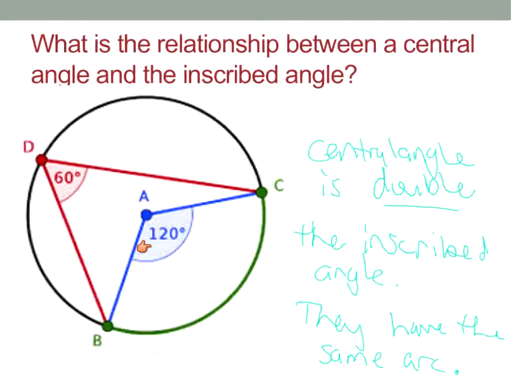a whole lot. And they have the same arc, because if we look here at angle A touches at C and B. What about D? D touches at B and C. So they still have the same arc. Awesome. Good job, guys. Questions so far? We're going to practice with you now.